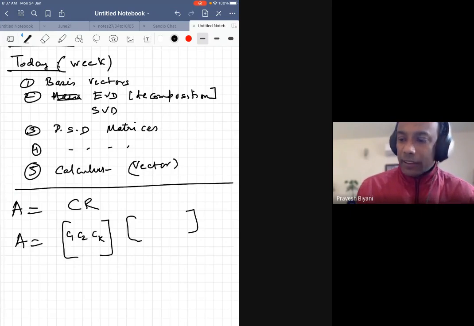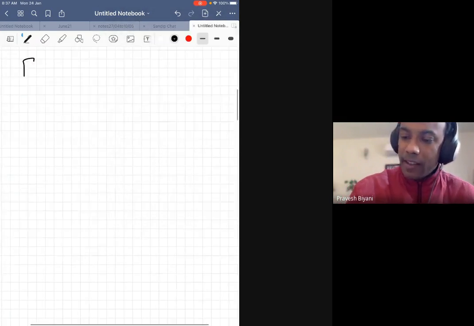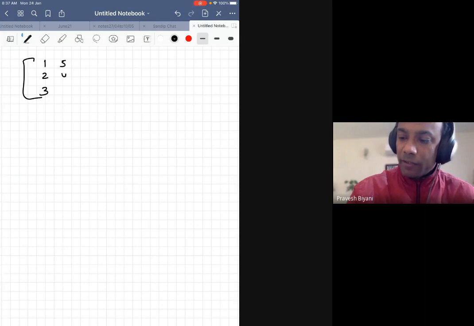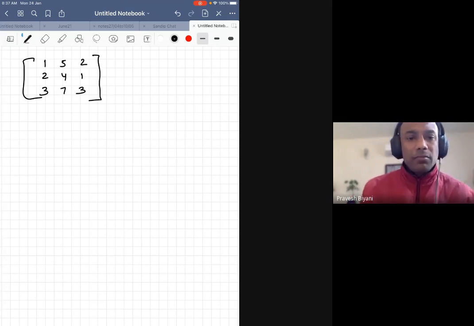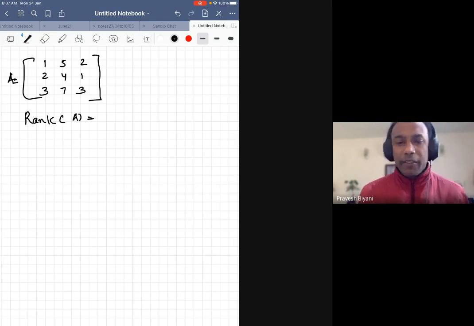The question I have for you is: is this the only decomposition of the matrix A? Is my question clear? Even before this question is asked, let me ask you an even simpler question. Let's say I have this matrix: 1, 2, 3, 5, 4, 7, 2, 1, 3. Can anybody tell me the rank of this matrix? This is A. What is the rank of A?